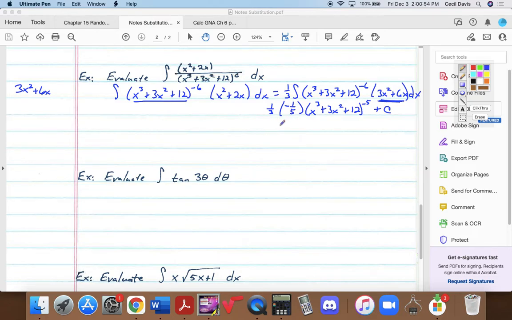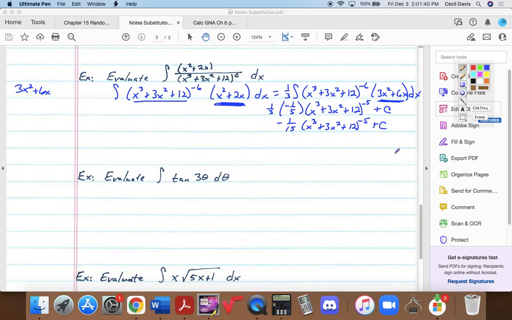And I would just simplify the constant, make it 1/15. So it's negative 1/15 times x cubed plus 3x squared plus 12 to the negative 5 plus c. Not so bad. And again, a lot of them will be that way, where if the derivative of the inside part is here in some multiple form, multiply by 3, multiply everything by a half, something, then you can always do it by undoing the chain rule.